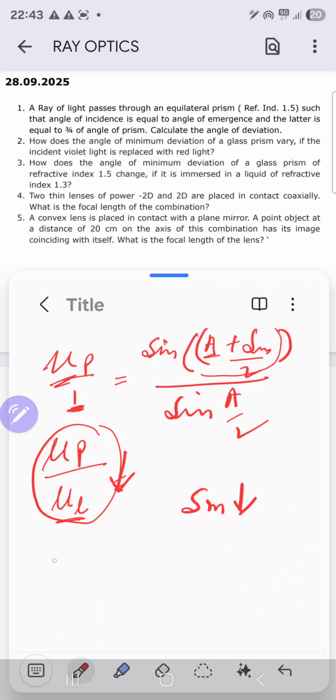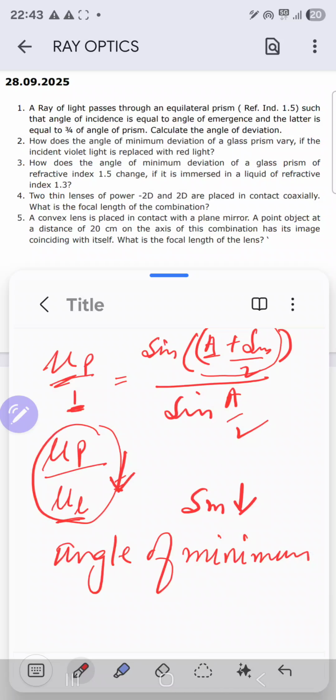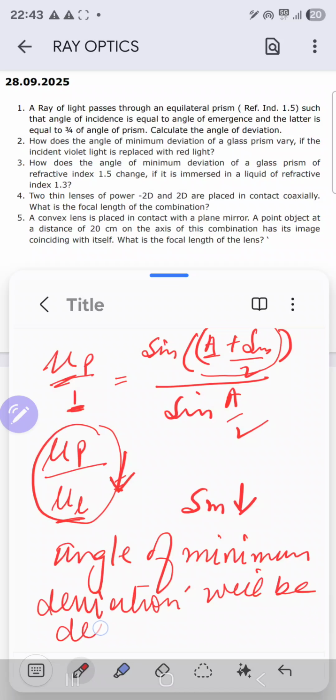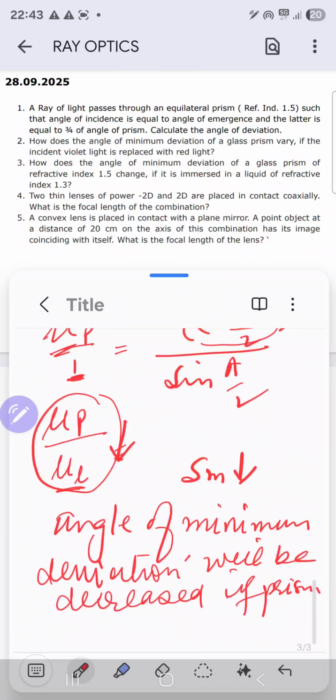So the angle of minimum deviation will be decreased if the prism is put in liquid.